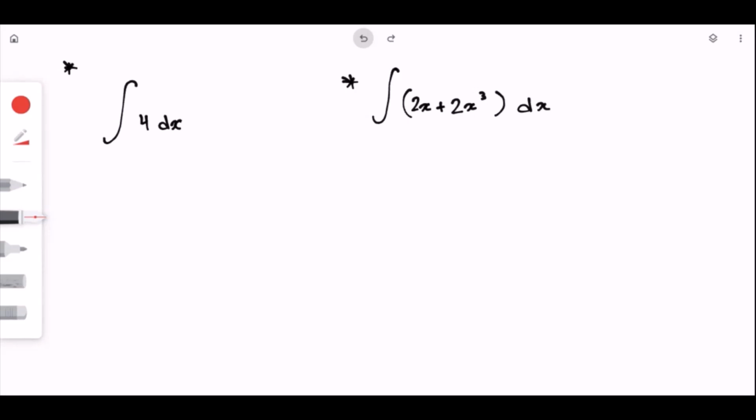The indefinite integral of 4 dx. Since 4 is a whole number, you should always multiply it by x. So it's 4x plus c.